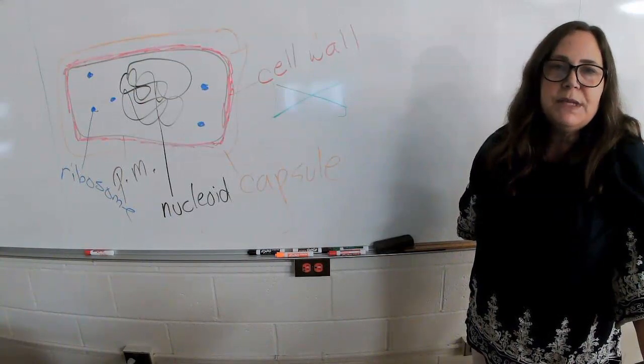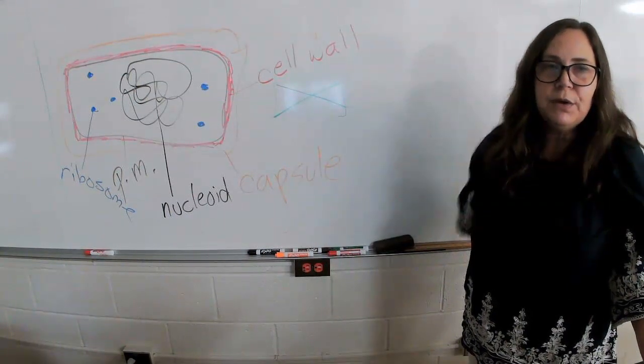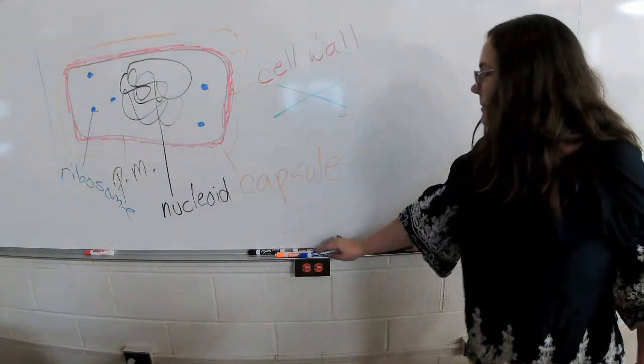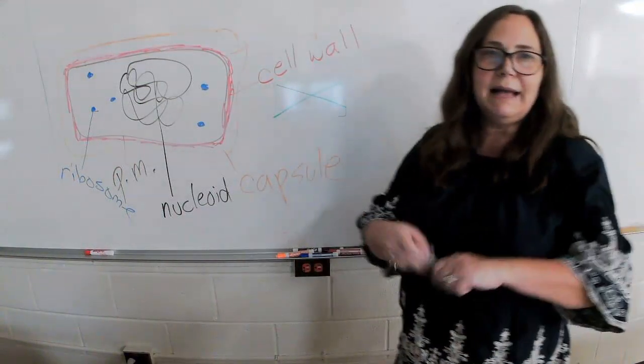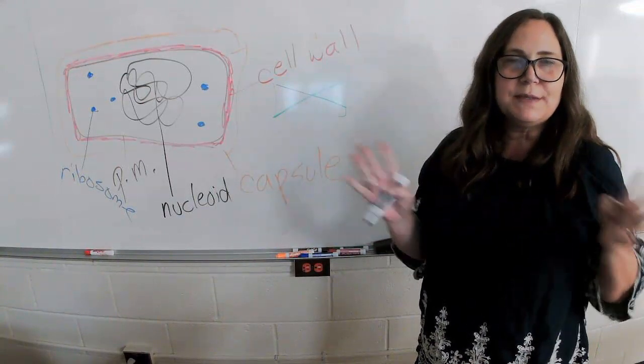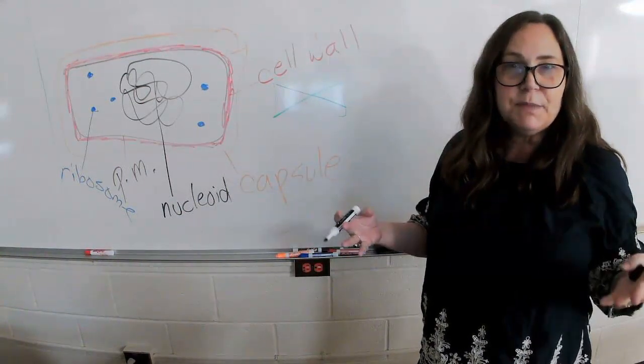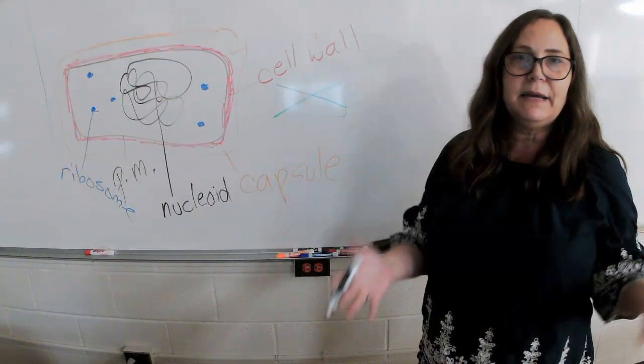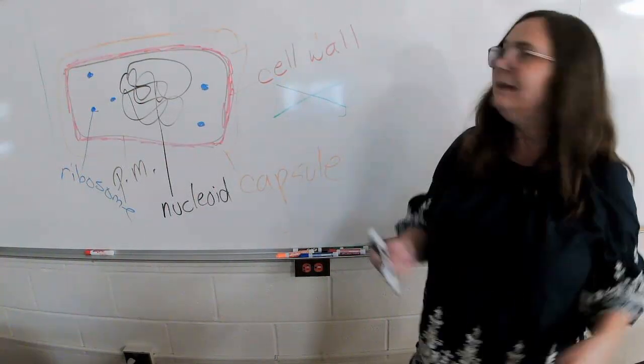Now, sometimes there will be structures attached to the prokaryotic cell. Sometimes there are structures on the outside of the capsule. They're like little fibers or bristles. They're for attachment. They help the prokaryotic cell to attach to other things. And we'll just draw a few of them.